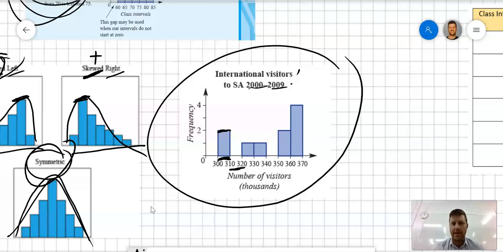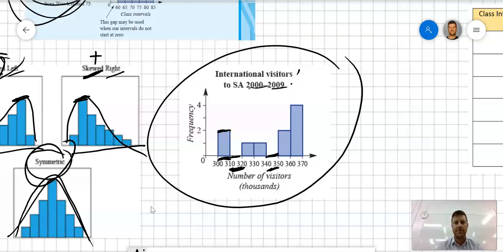Okay, so there can be a gap. Don't leave that class interval out just because there's no data there. It's important to have those class intervals and leave them blank. That's the only time you will see a gap between the columns, because it's actually representing a data value of 0.